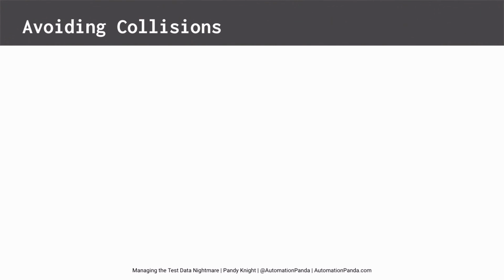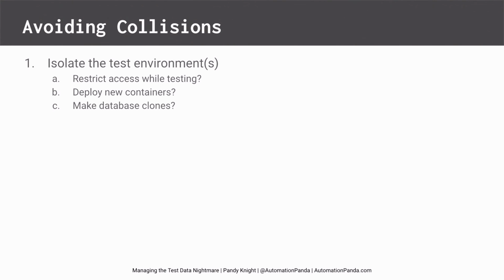Additional considerations must be taken to avoid collisions. First and foremost, isolate the test environments. Prevent external actors from interrupting your tests. If you have an environment set aside for running automated tests in CI, don't let other people get in there. If you have a shared test environment, block other people from accessing it while tests are running. This means you might need to schedule tests to run during off hours.